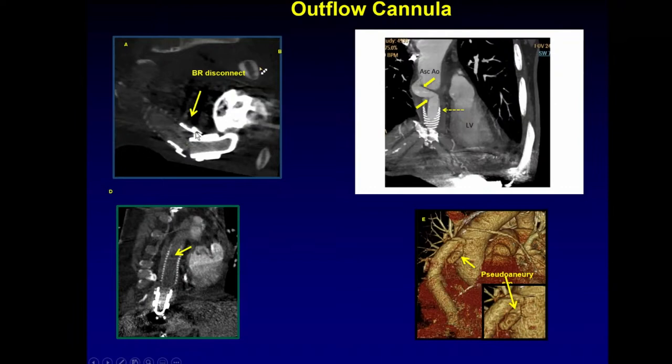So this is the bend relief disconnect between the graft and the cannula, and this has been corrected by the company, and was recalled a couple of years ago. And this is one of the most severe cases we've seen, a kinking of the cannula.